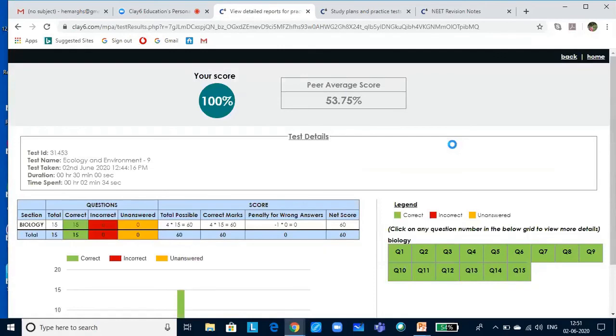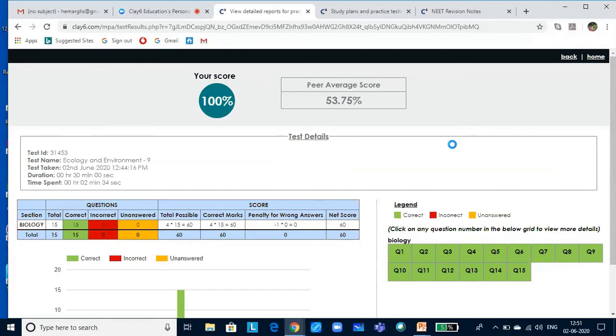So all our answers are correct. If any question is incorrect, then you will be able to see it as a red colored one. If you click on it, you will come to know your answer and also the correct answer. And if you have not attempted any question, that will be shown in an orange yellow tile. So you just go and click it, you will come to know the answer along with the explanation.